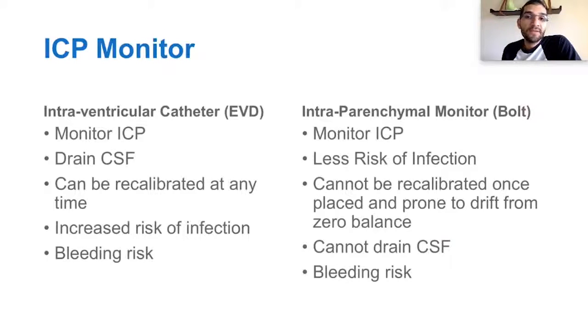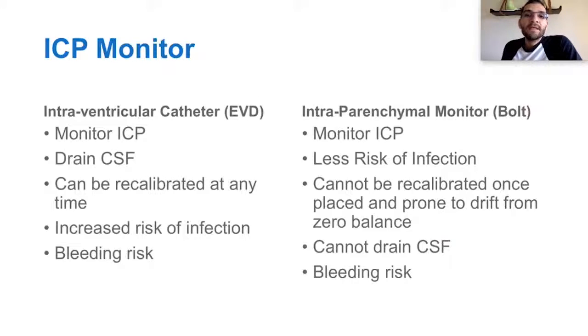It also has a risk of bleeding. On the other hand, bolts, or intraparenchymal monitors, as the name suggests, are devices that go straight into the brain, and the tip of it sits in the actual brain matter. Because of that, some people argue that the bolt measures the pressure only locally and does not provide a good monitoring of the pressures in the overall brain. It has less of a risk of infection, but once placed, it cannot be recalibrated.